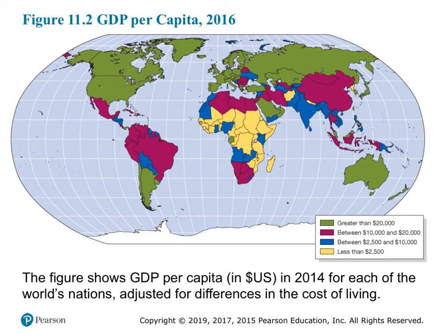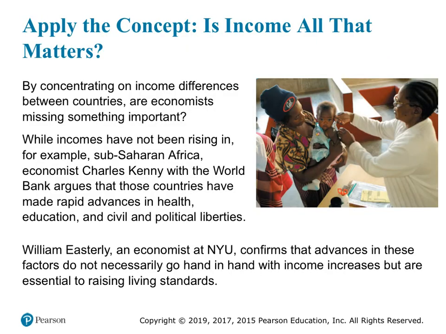So we see this figure here, and all the countries that are green have a GDP per capita of more than $20,000 a year. The countries in the purple are between 10 and 20,000. The countries in the blue are between 2,500 and 10,000 a year, and then the poorest countries, the ones that are yellow, are less than $2,500 a year. And unfortunately, most of them are situated here in the continent of Africa.